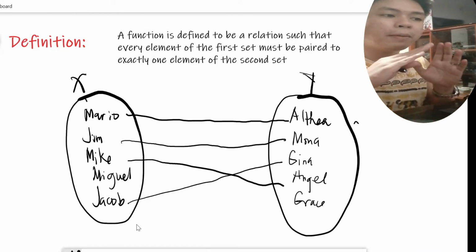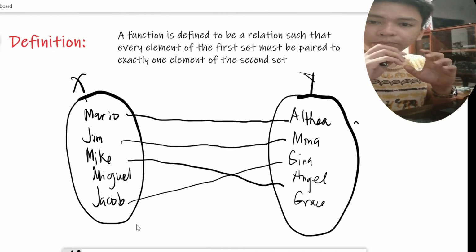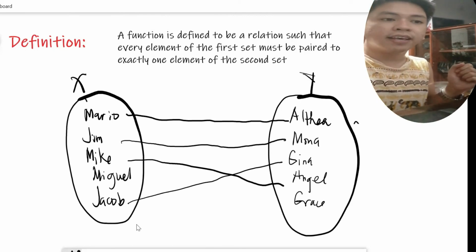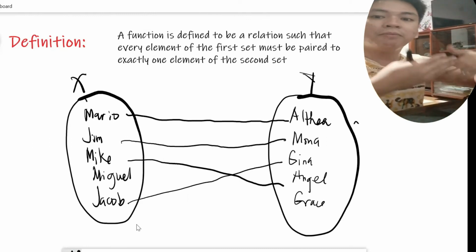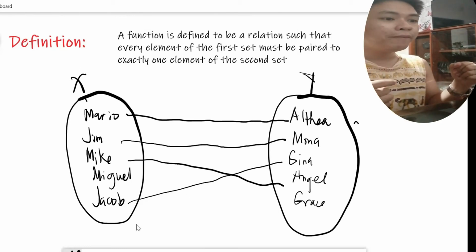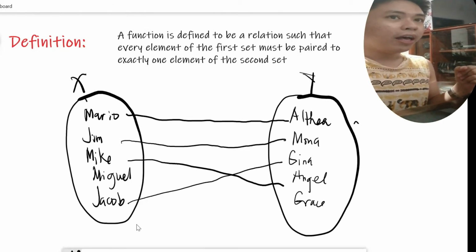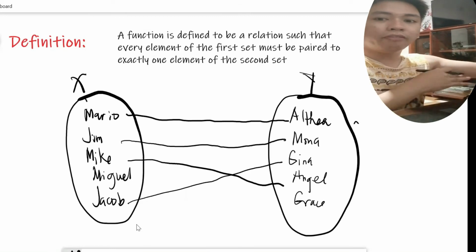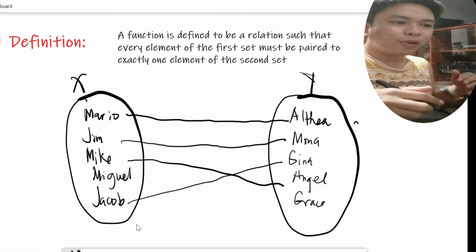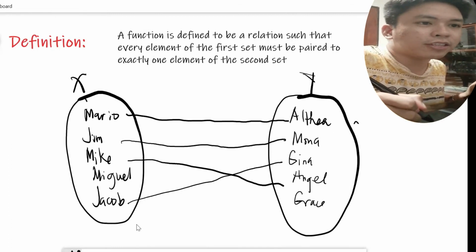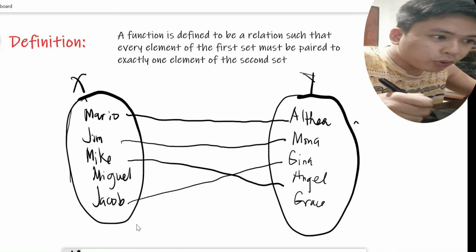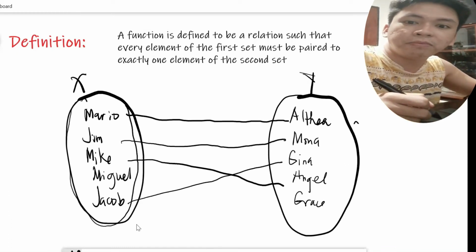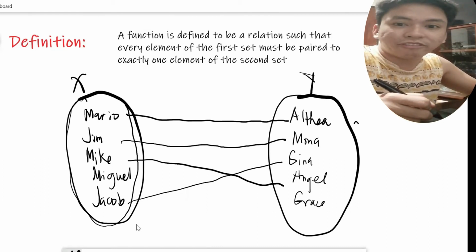Now, the point of the definition of a function is that every element, that means all of the elements of the first set, should be considered. So we don't consider the fact that not all of them are single. Because the definition says that every element, the first element or the boys here, should not be single. Otherwise, that would disqualify it from the definition of a function.